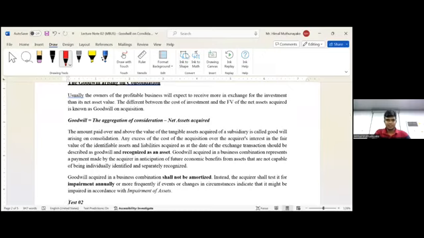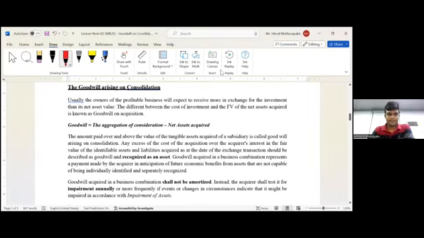I have another question. Okay, cool. So then the question one of you asked, I'm going to answer that question now. The goodwill arising on consolidation. So what do you mean by goodwill? Does anyone know what goodwill means? Why do we have goodwill?